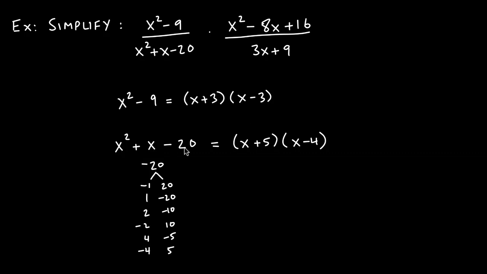X squared plus x minus 20, there's no GCF because the coefficient is 1. I have three terms, so I think of the formulas. I can find the square root of x squared, but I cannot find the square root of negative 20, so the formulas don't apply. The coefficient of x squared is 1, so I use the AC method. So 1 times negative 20 gives me negative 20, and then I can find all the factors of negative 20. Here they are. And of these factors, the factor that adds up to positive 1 is negative 4 and positive 5. So my factors become x plus 5 times x minus 4.